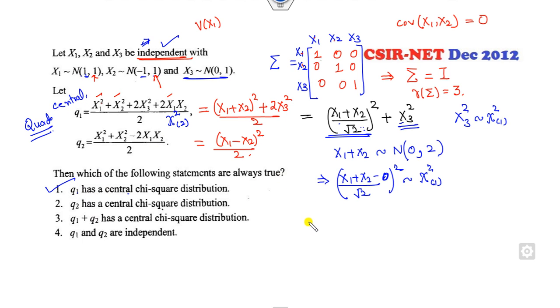Look at this, Q1 minus X1 minus X2. It follows my normal distribution. The mean is 2. The variance is 2.